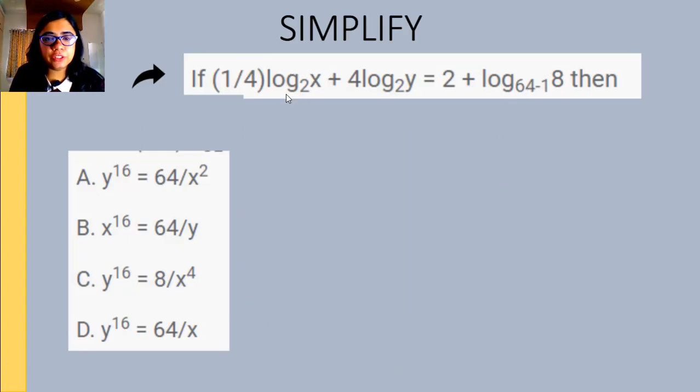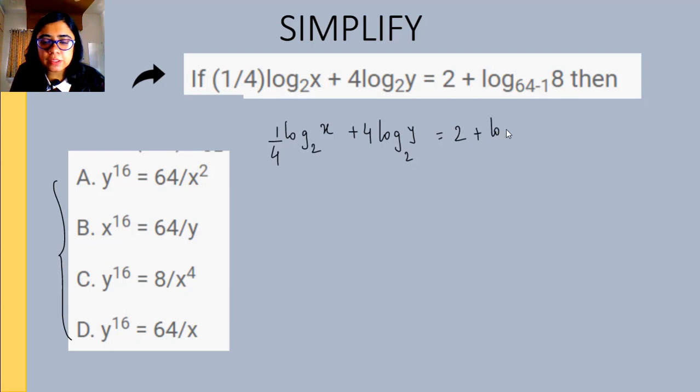This is your final question. If this is given, then which relation out of these is correct? What I'm saying is, check what is the question. 1/4 of log x to the base 2 plus 4 log y to the base 2 is equal to 2 plus log of 8 to the base 64 raised to minus 1. So basically, if you check your options, they don't have log anywhere. So you have to eliminate log throughout. How will you do that?